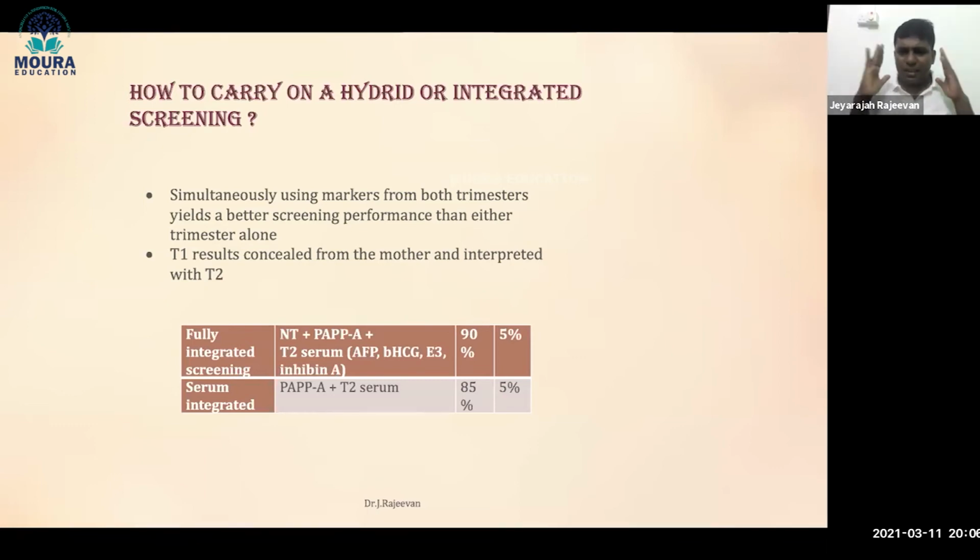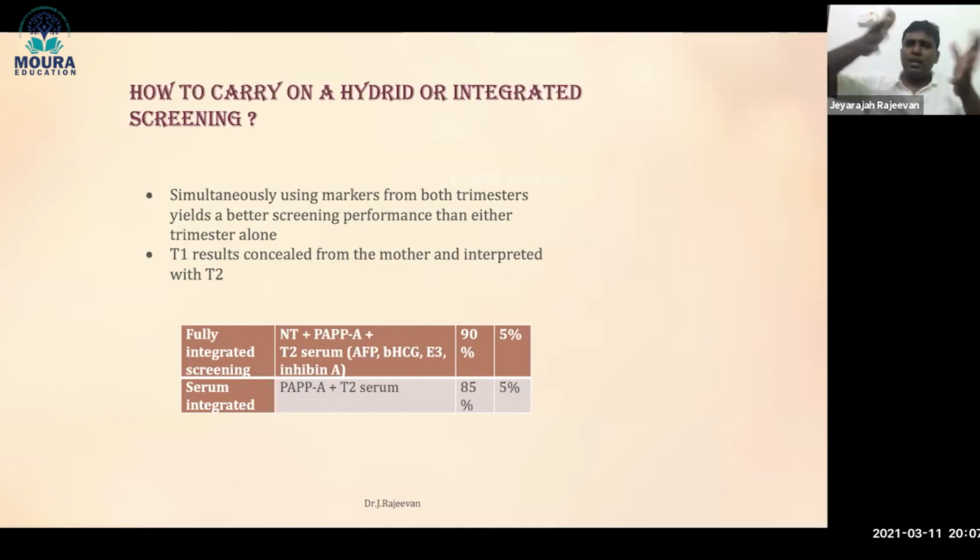So in summary, keep it in your mind. We are doing some screening in first trimester. We are doing some screening in second trimester. You can assess the risk in first trimester. If it is high risk, go for the diagnostic test. If it is low risk, continue the second trimester screening. If second trimester screening is high risk, then you can go for a diagnostic test.